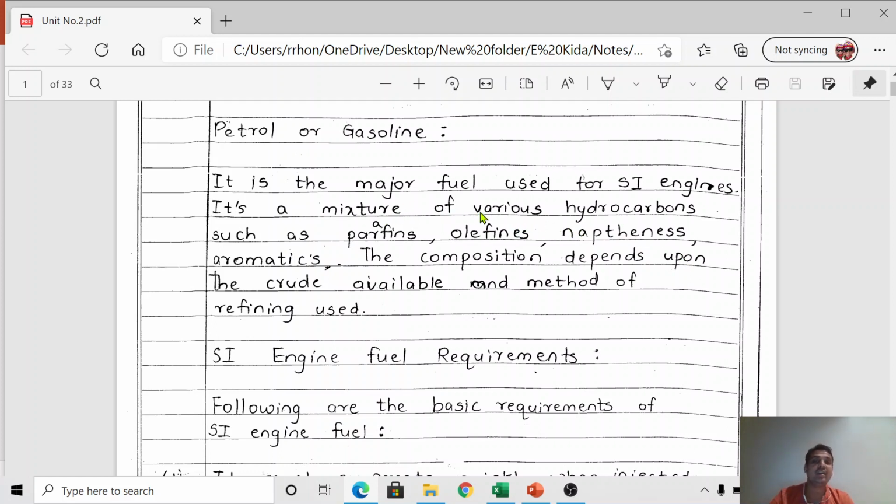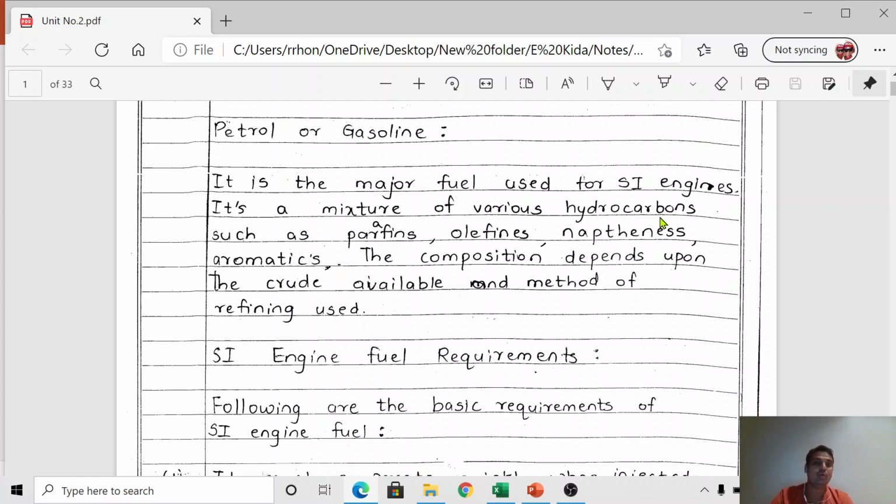The mixture of various hydrocarbons like paraffins, olefins, naphthenes, aromatics means that in the mixture of petrol, these particular hydrocarbons are always present, and this composition is called petrol. Similarly, diesel has another composition. Because of all these hydrocarbons, this fuel is called petrol or gasoline, which is always used in the case of an SI engine or a petrol engine.